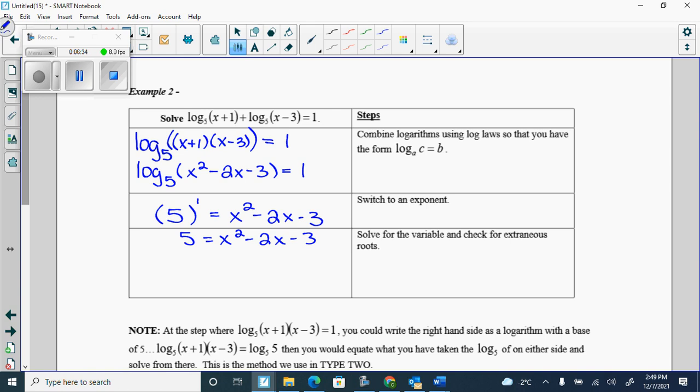Okay, so what do we do when it's a quadratic? This is just grade 11. Get 0 on one side. Get 0 on one side, everything on the other.